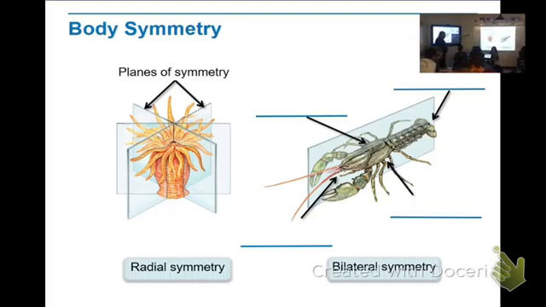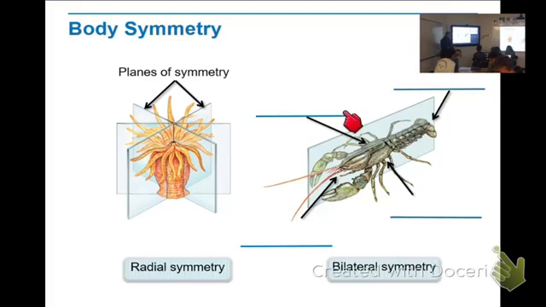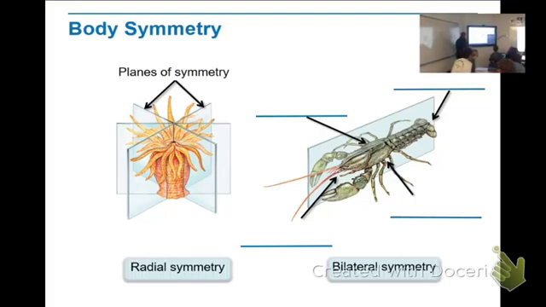Okay? That crayfish, you cut this guy down the middle, you're going to have a left and a right that looks the same. What if we cut it like this? Is it going to look the same? No. That side looks totally different. What if I cut it kind of at an angle across here? They going to look the same? No. So that guy is called bilateral.